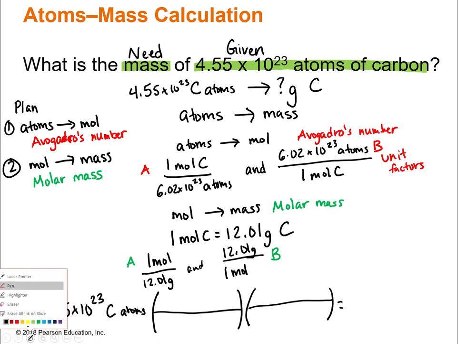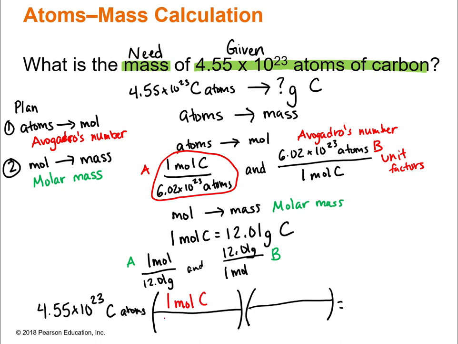Okay. Time for you to help me. With our first unit factor, we need to take the number of atoms we have and convert it to moles. Am I using A or B for that? What about the next part where we're taking moles and converting to mass? Am I going to use A or B? We're going to use B.